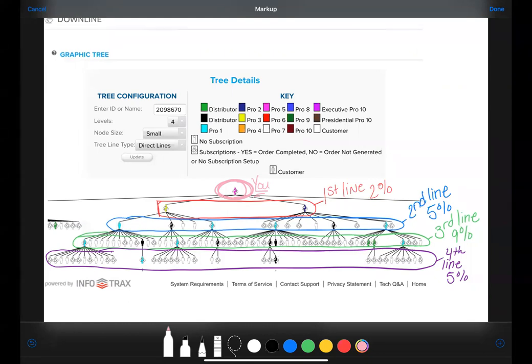So your third line is kind of where you're gonna want to move. Unless, again, you need to help somebody farther down. Okay?